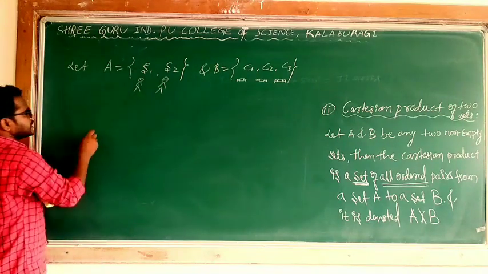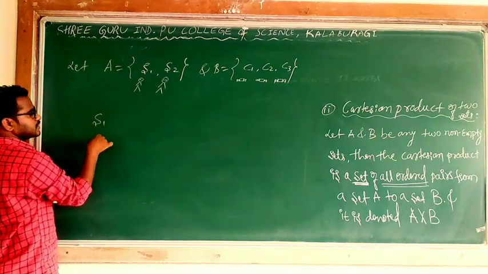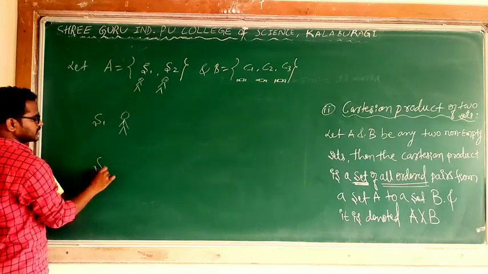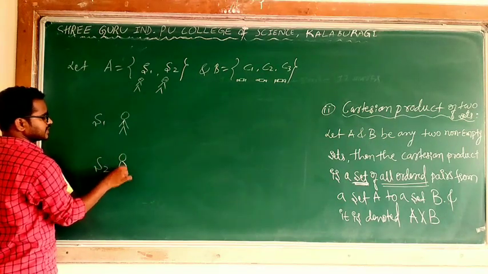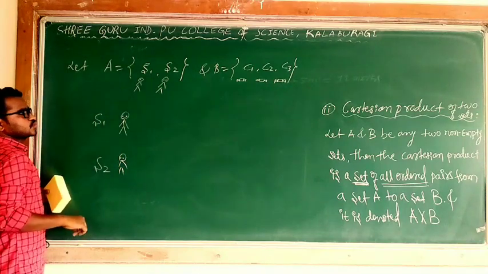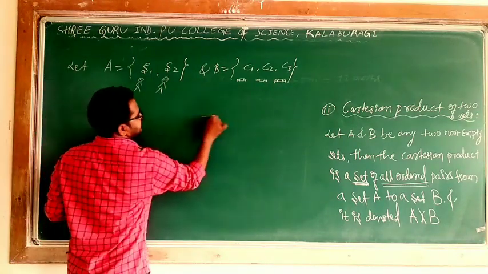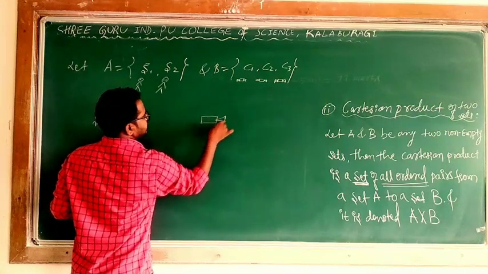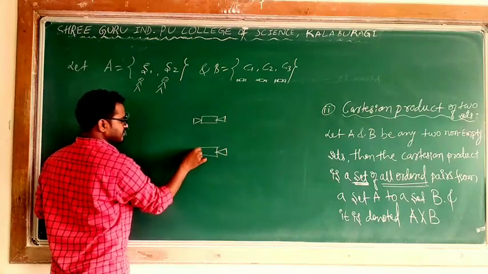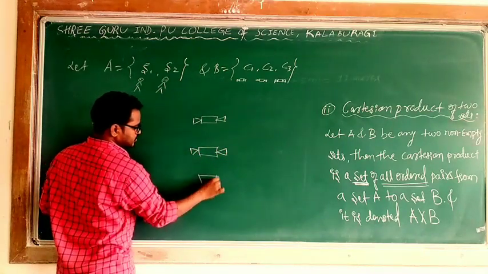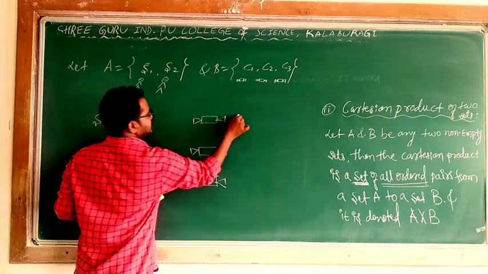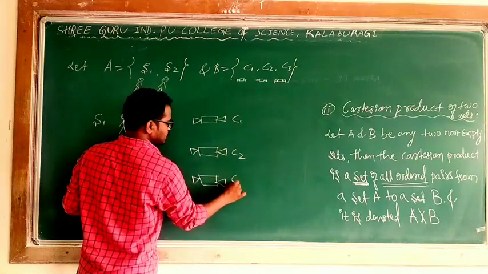S1 is one particular student, and S2 is another particular student. S1 and S2 are two students. I will take chocolates. Simply for our convenience I am taking them as C1, C2, C3. In usual life we see this type of process.